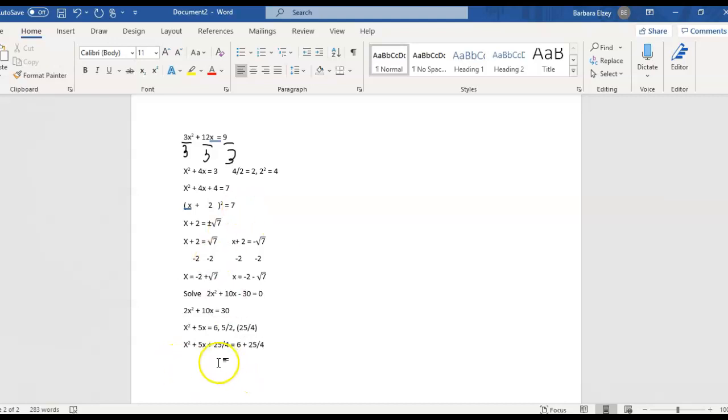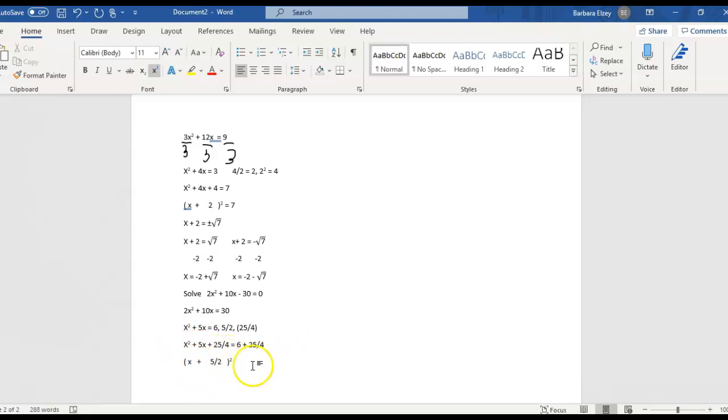All right, now on the left side, I'm going to go ahead and complete the square. Make my parentheses squared. x squared's square root is x. 25 over 4's square root is 5 over 2. Square root of the top, square root of the bottom, and a plus sign in the middle.